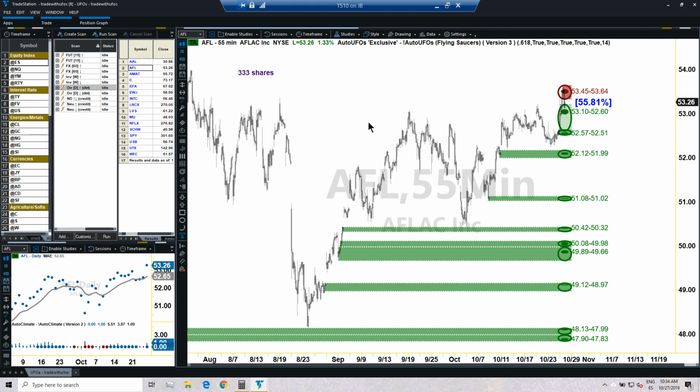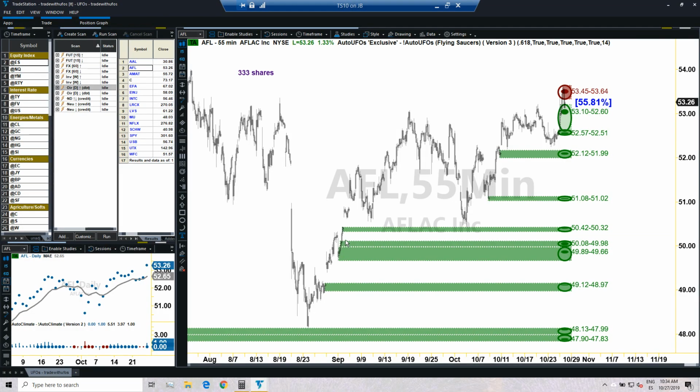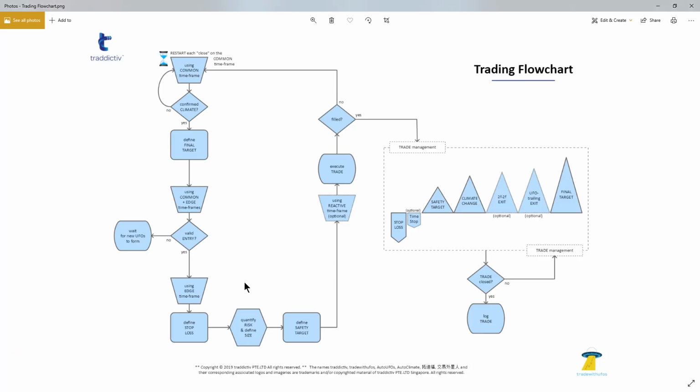What else? Safety target. You know your risk is 15. You also know your entry is 52.65. So if you add 15 cents to 52.65, that pushes the safety target up to 52.80. Now you are in a position where you are ready to execute.